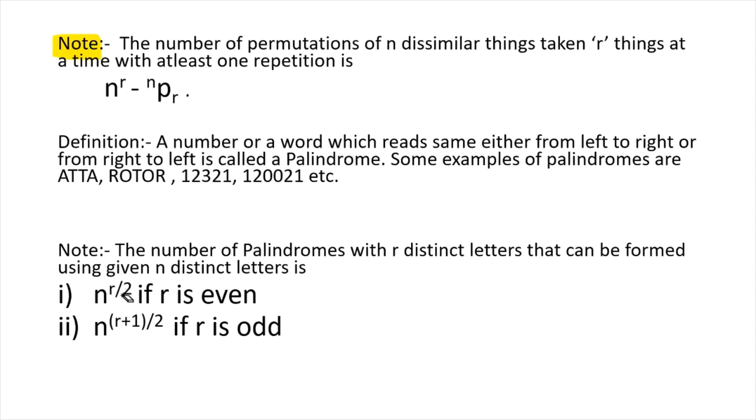So the number of palindromes of length r is given by these two formulas: n raised to r upon 2 when r is even, n raised to (r plus 1) upon 2 when r is odd. So the number of palindromes of length r formed using the given n objects is going to be n raised to r upon 2 when r is even, n raised to (r plus 1) upon 2 when r is odd.